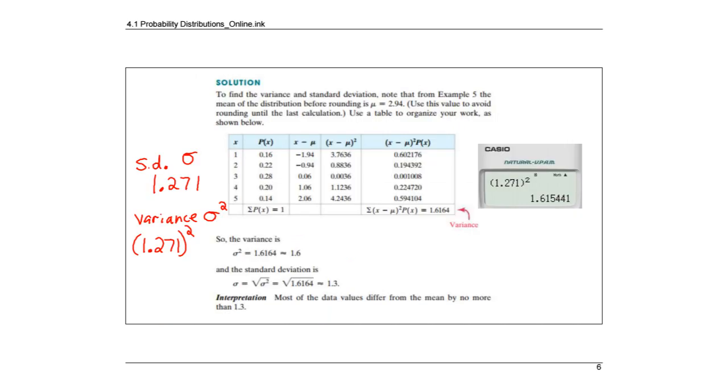All right, this is showing you the same thing. Don't do all this crazy work. Use StatCrunch. When we use StatCrunch, we had a standard deviation of 1.271. We squared that, and that gave us the 1.6 that we needed for the variance.